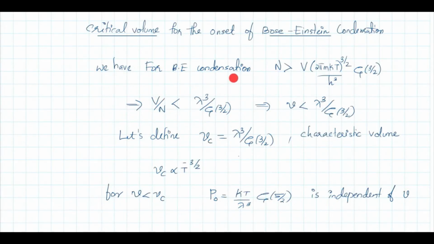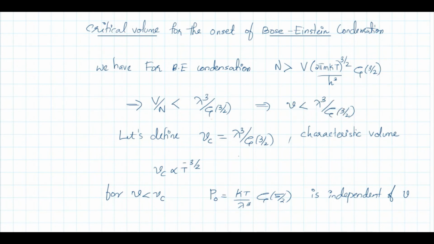We already have for Bose Einstein condensation N greater than V into (2 pi m kT) raised to 3 by 2 by h cube, zeta of 3 by 2. This is the condition in terms of number of particles. We are looking for a condition in terms of volume. So you can write V by N as h cube by (2 pi m kT) raised to 3 by 2, into 1 by zeta of 3 by 2. That is, V by N less than lambda cube by zeta of 3 by 2. V by N is nothing but volume per particle. This is the condition for the onset of Bose Einstein condensation.